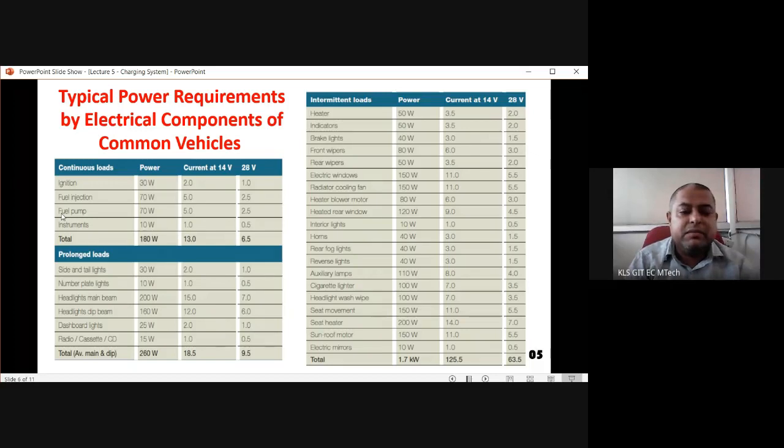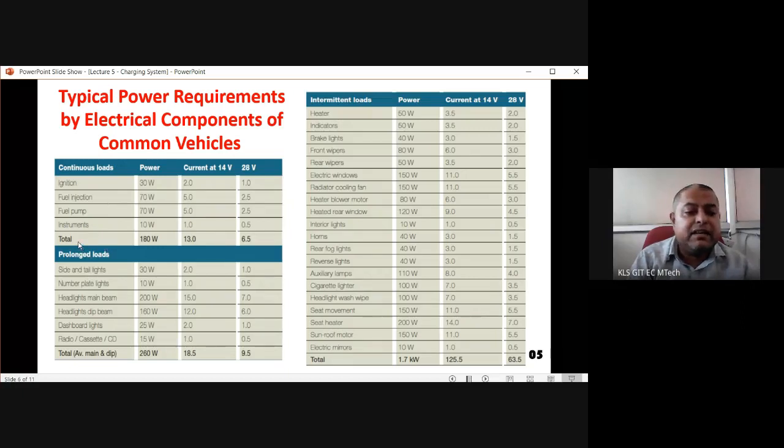Now just check what is meant by prolonged loads. Okay, so these are not continuous loads, but you cannot do without them. Prolonged load: side and tail lights, then number plate lights, then headlights main beam, headlights dip beam, dashboard lights, radio, cassettes, CDs. So these are mainly electrical loads.